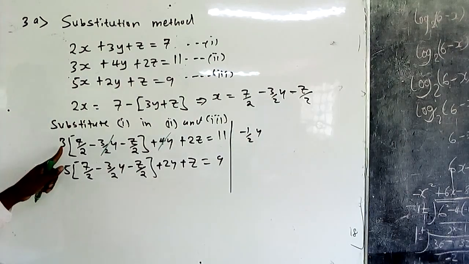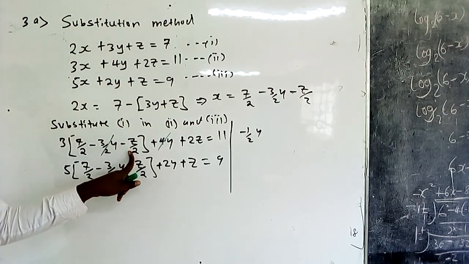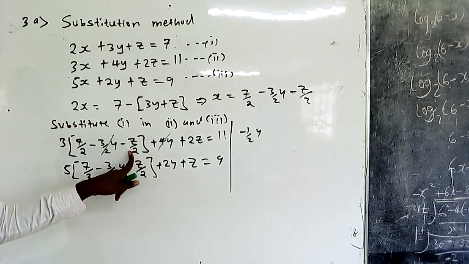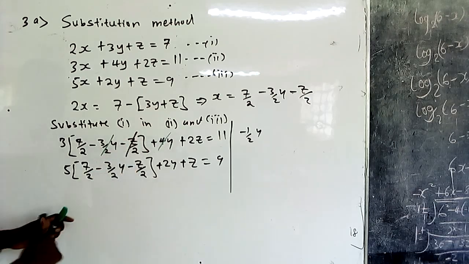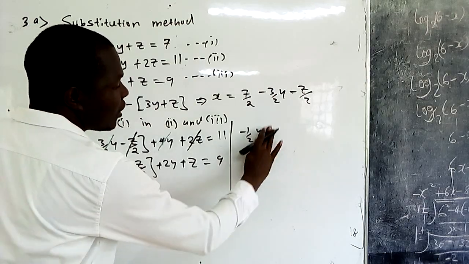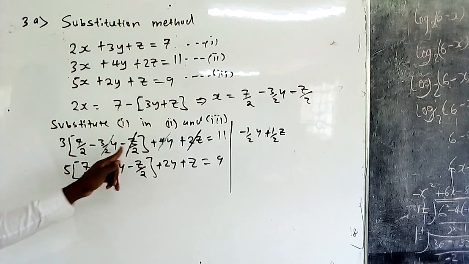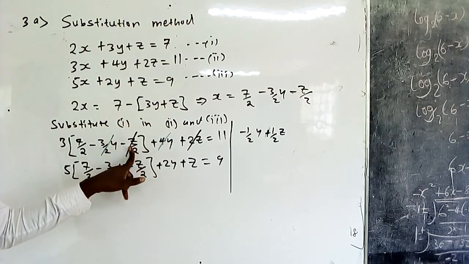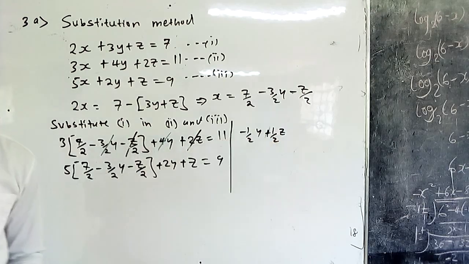Then this is 3 times negative z over 2. You get negative 3 over 2z, isn't it? Are we together? Negative 3 over 2z plus 2z, so you get positive 1 over 2. So negative 3 over 2z plus 2z, you end up with a half z. This is 3 times negative half, negative 3 over 2 plus 2, you get positive 1 over 2z. You simplify that, isn't it?